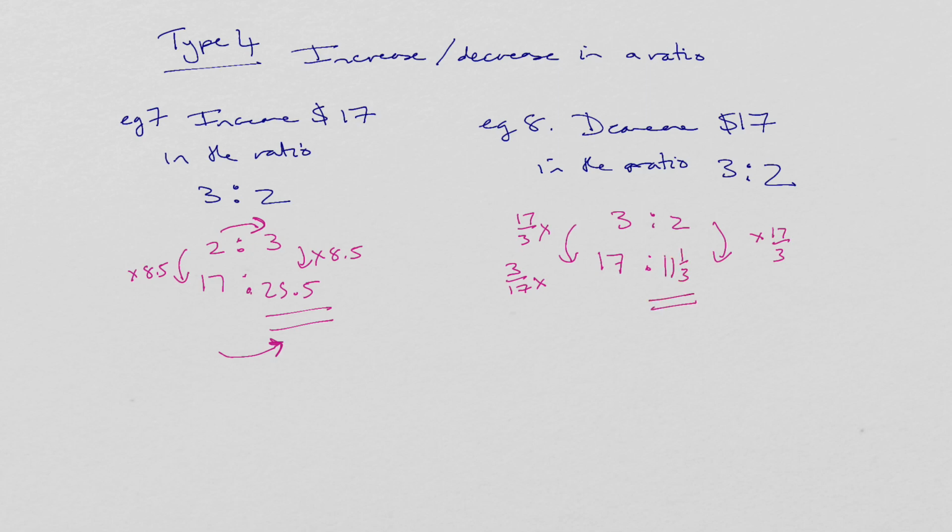So increasing or decreasing in a ratio, just make sure the ratio is going in the right direction. And it's just like, instead of them saying increase 17 by 50%, they're saying increase it in the ratio 2 to 3, which is the same thing. I hope that's fine.